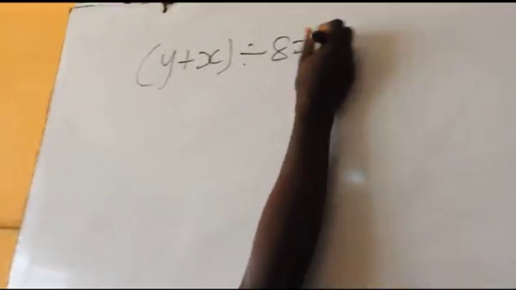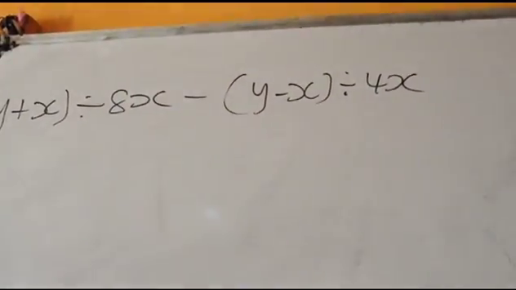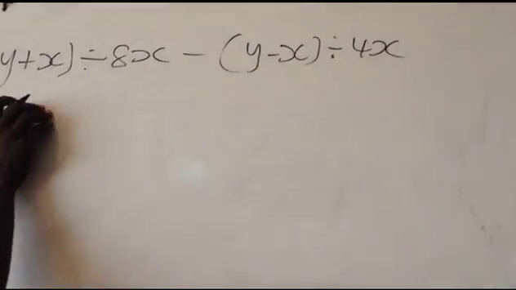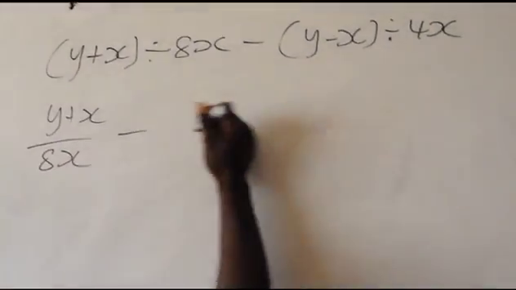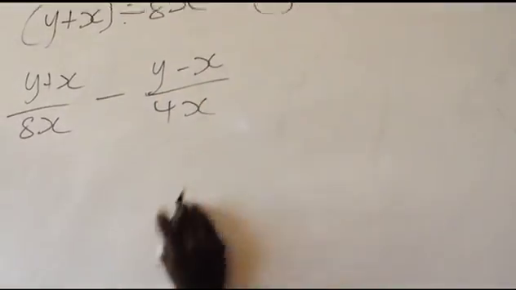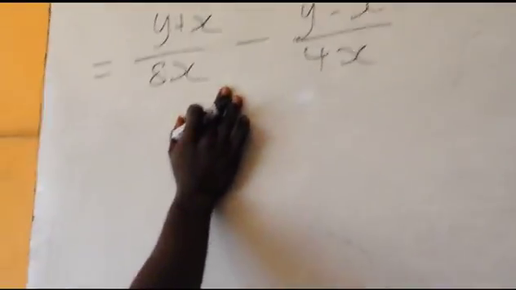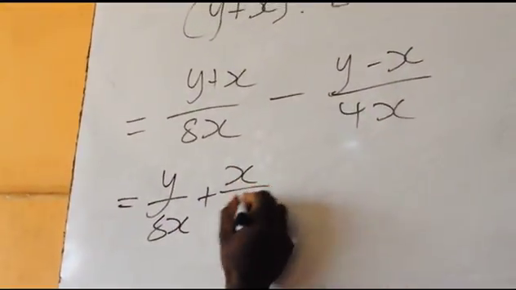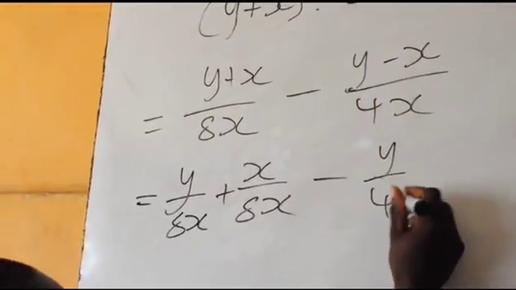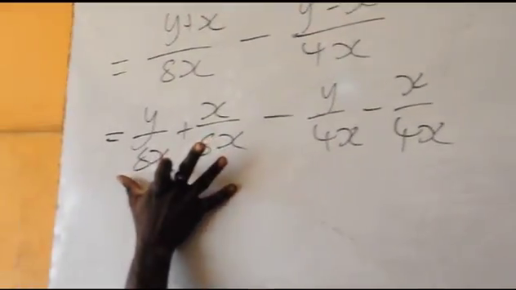So in bracket we have y plus x divided by 8x outside the bracket, minus in bracket y minus x divided by 4x. So we want to see how to remove this bracket now. So here we have this to be the numerator, y plus x divided by 8x, minus this one, y minus x divided by 4x. When you look at this expression, you notice that this is two expressions in one. Why is it so? It is because they have a common denominator, so we have to split them. So that is y over 8x plus x over 8x, minus this one, y over 4x minus x over 4x.